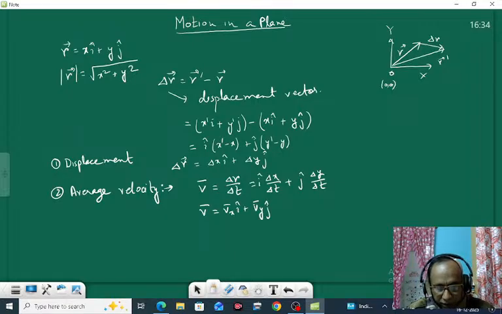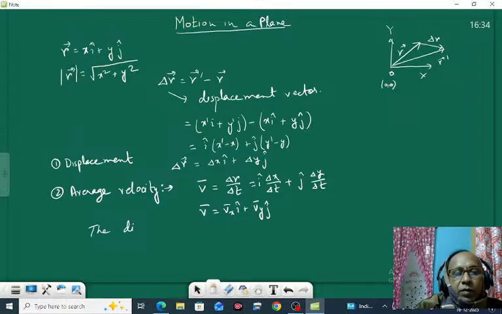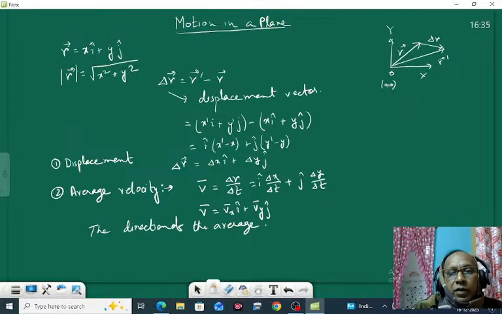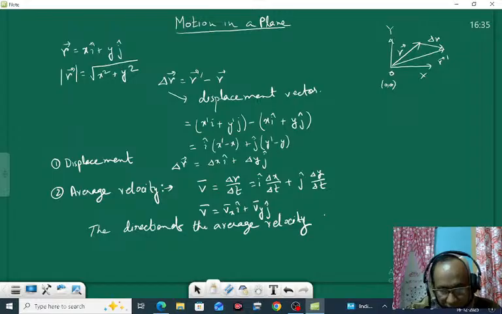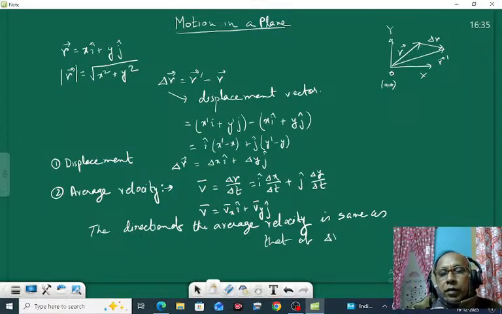The direction of the average velocity is the same as that of del r, and that is the displacement vector, right? The average velocity direction is the same, right?